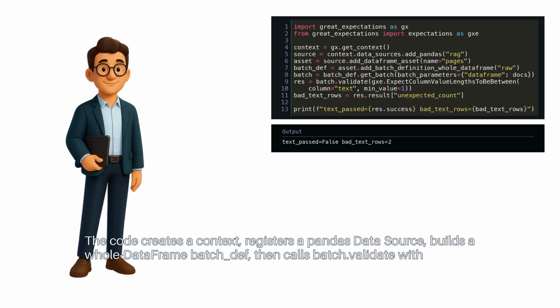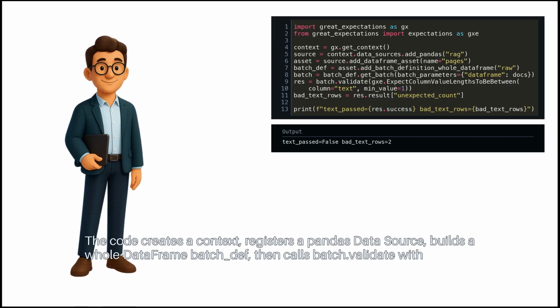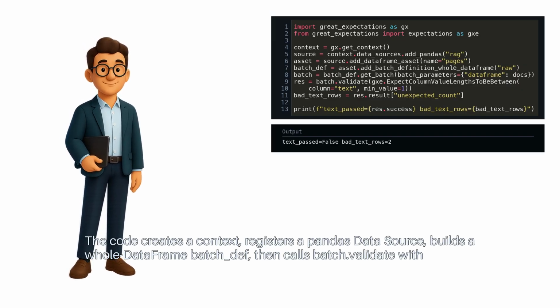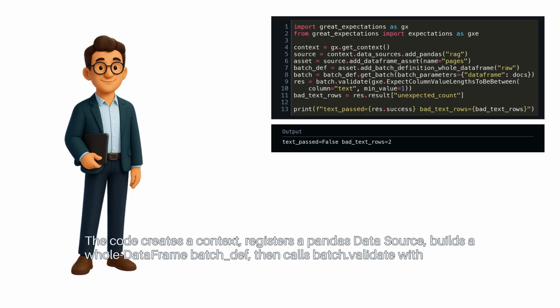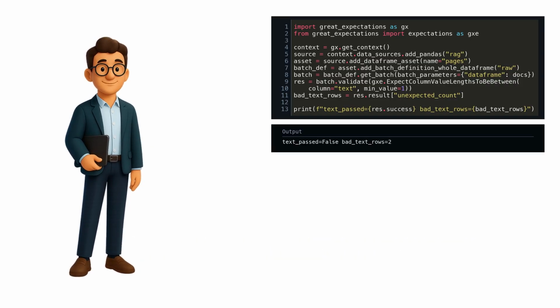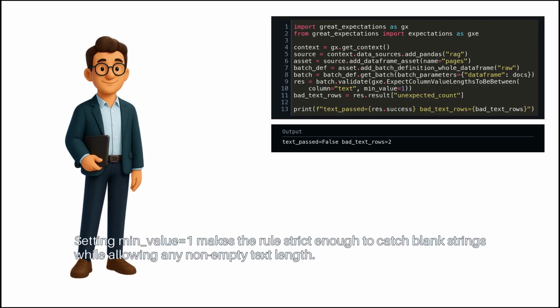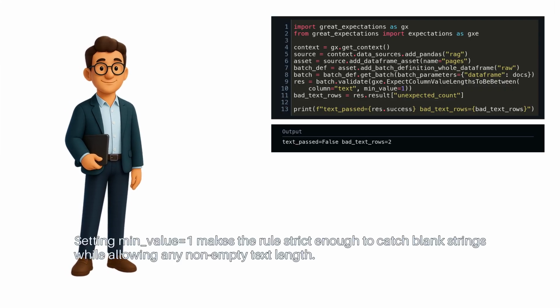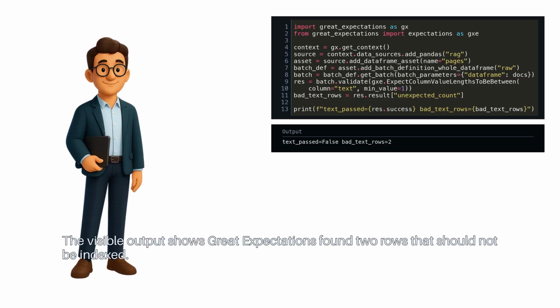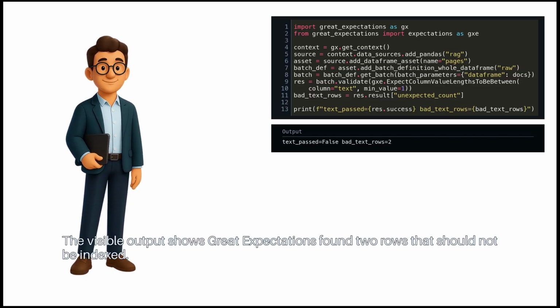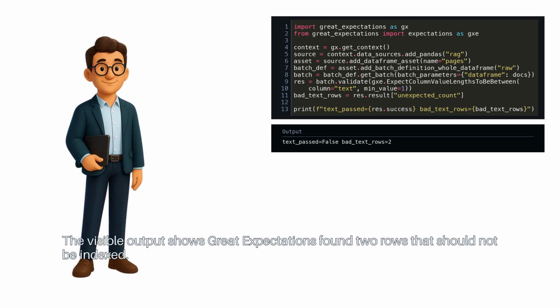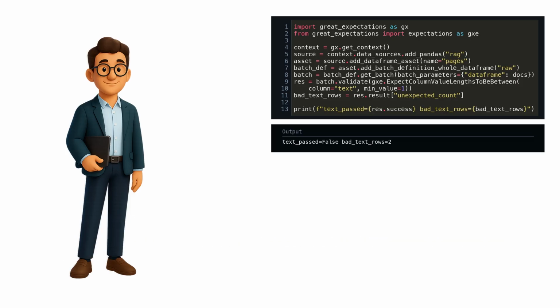The code creates a context, registers a pandas data source, builds a whole data frame batch definition, then calls batch.validate with gxe.ExpectColumnValueLengthsToBeBetween. Setting min_value equals 1 makes the rule strict enough to catch blank strings while allowing any non-empty text length. The visible output shows Great Expectations found 2 rows that should not be indexed.